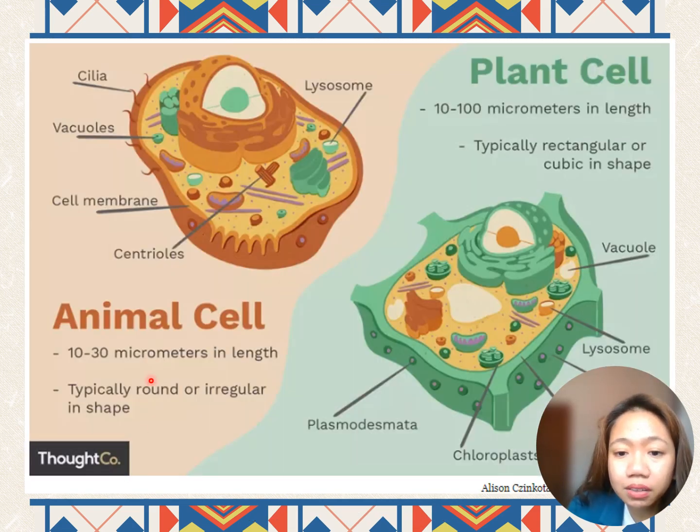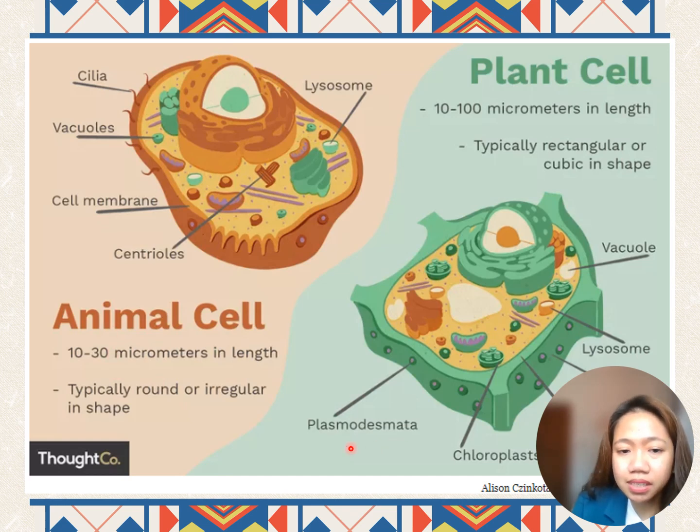Now, comparing animal cells and plant cells side by side, the bigger among the two would always be plant cells because they can grow up to 100 micrometers in length. Plant cells are always rectangular or cubic in shape. On the other hand, animal cells are confined to 10 to 30 micrometers in length and are often round or roundish, with irregularity in their shape.